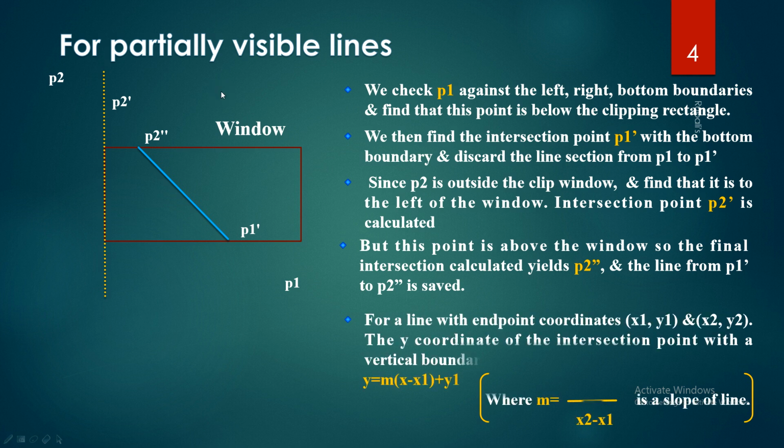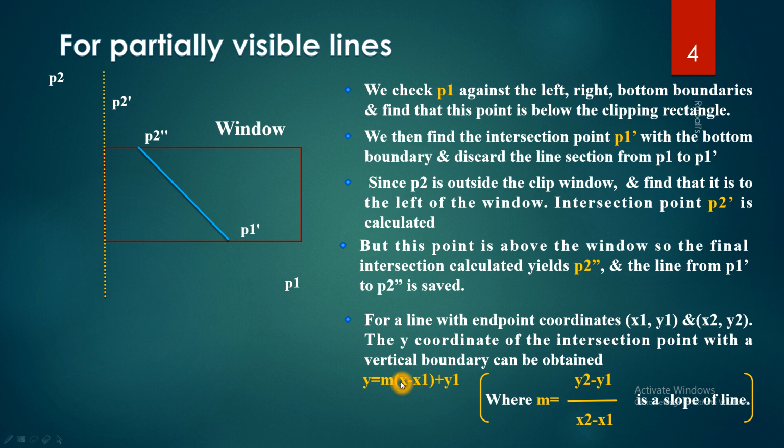So this is the procedure. You have to calculate the intersection point. For calculation of an intersection point of a line, if the line coordinates are x1, y1 and x2, y2, then the formula is y equals m(x minus x1) plus y1, where m is the slope of the line. So what is the slope? If the line endpoints are x1, y1 and x2, y2, then the slope is m equals (y2 minus y1) divided by (x2 minus x1).